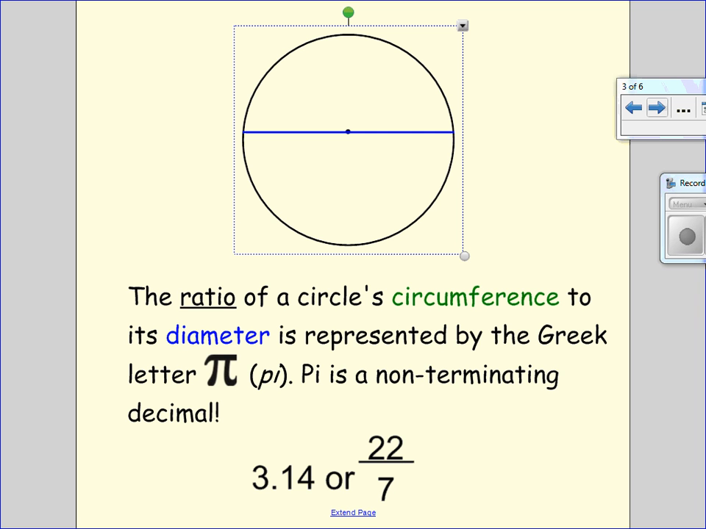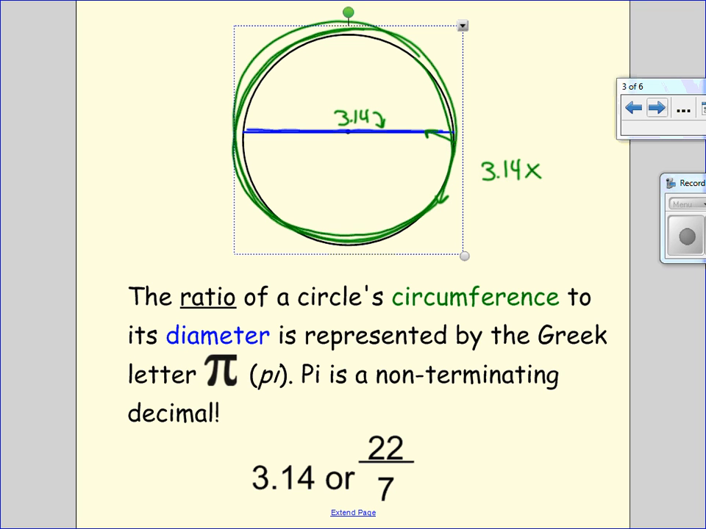Now let's talk about what that means. A ratio compares two numbers, and this is comparing the circumference around the circle to its diameter, which is this distance across. So they're saying the circumference, the distance around, is about 3.14 times bigger than this diameter. So it takes about 3.14 diameters, 3.14 of those blue lines, to equal the distance around the circle, the circumference.